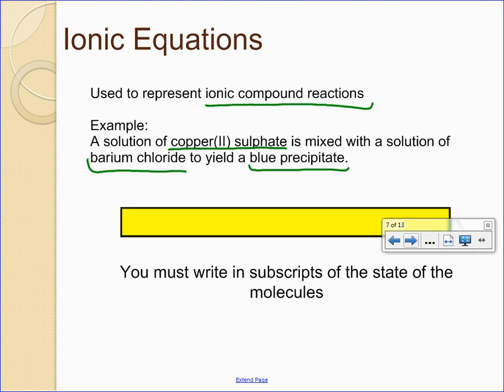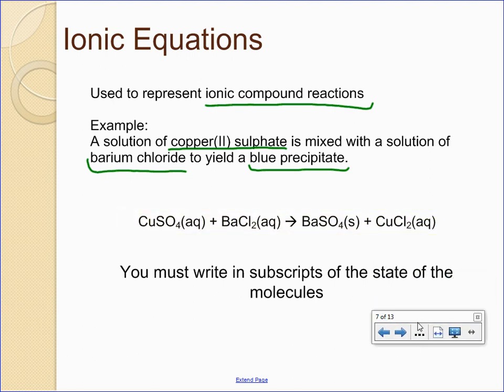If we were to write out that reaction as we would have done previously, we have our copper 2 sulfate plus our barium chloride. When this reaction occurs, we get a double displacement reaction occurring.